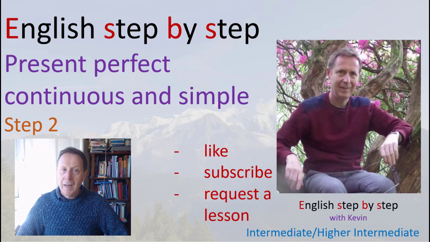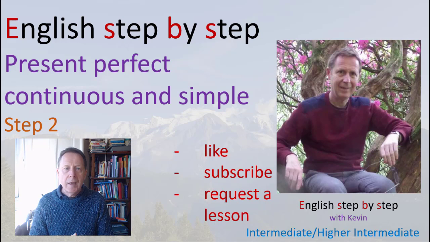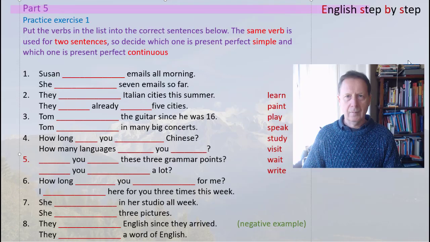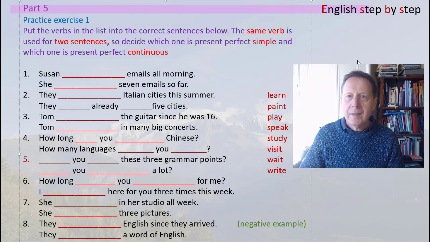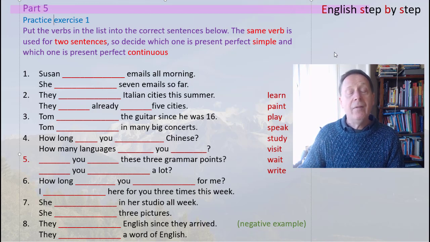So this is step 2 in this series on present perfect, continuous and simple. And in this lesson, you'll find some practice exercises. So make sure you watch step 1 before you try these exercises to check your understanding of the form and the meaning. So there are 2 practice exercises, and you can write down the answers on a piece of paper and then check your answers by watching the next video, step 3 in the series.